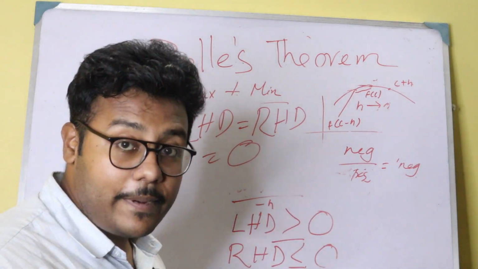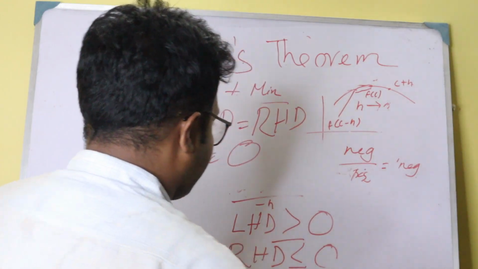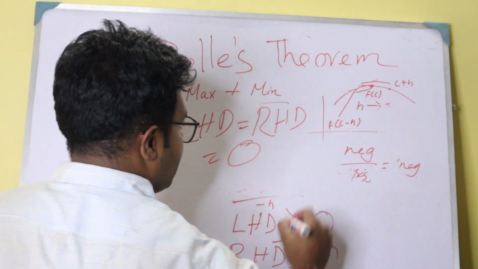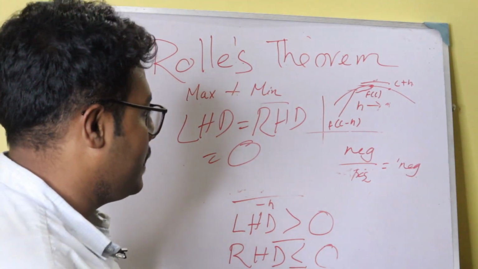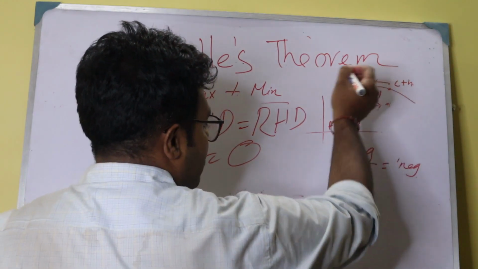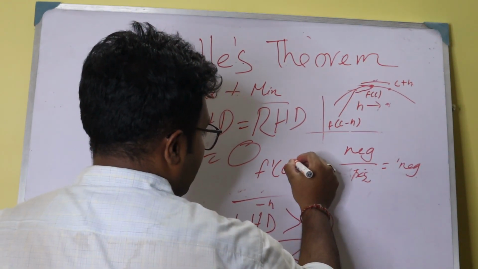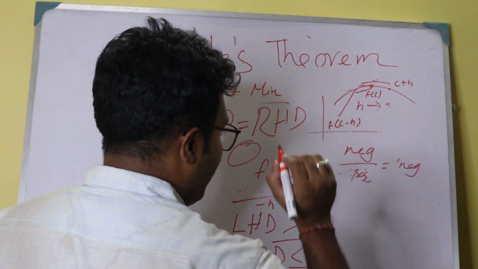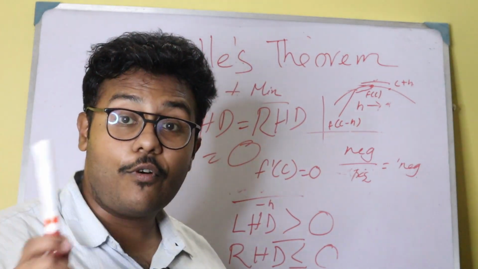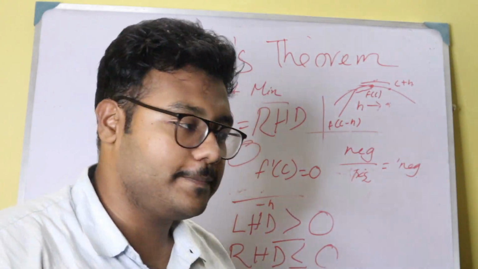Then what's happening? This will exist, and this tangent will be equal to 0, that is f dash of c will be equal to 0 when max is not equal to min, and thus Rolle's theorem is proved.